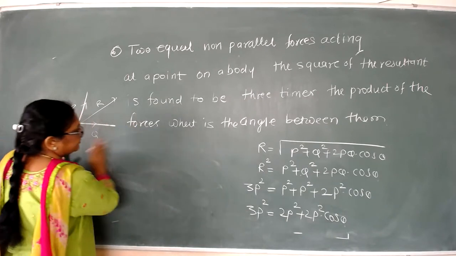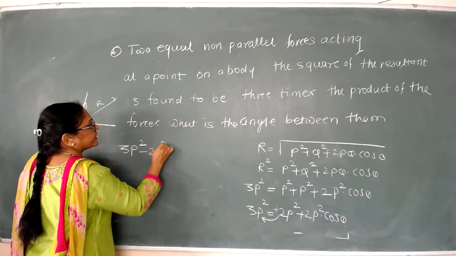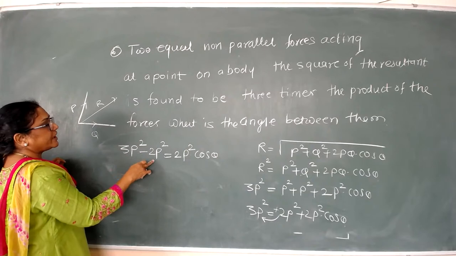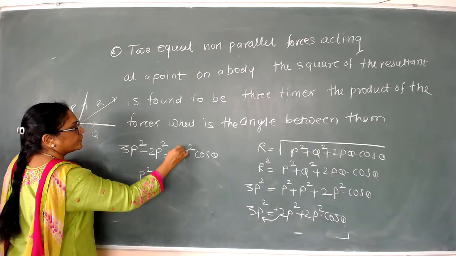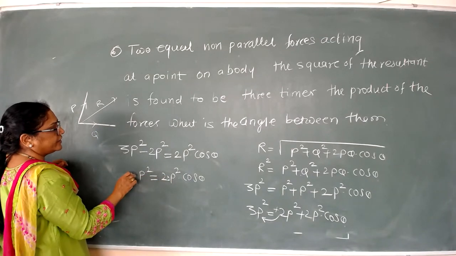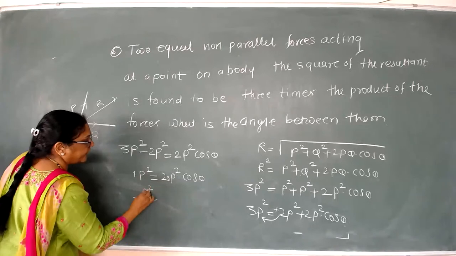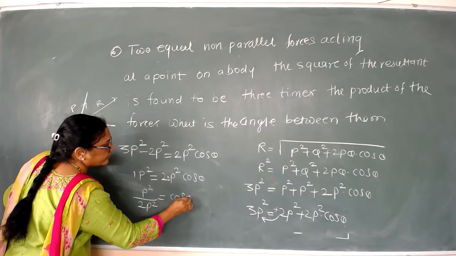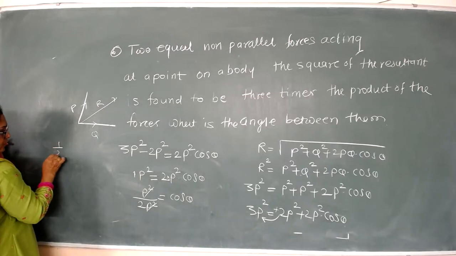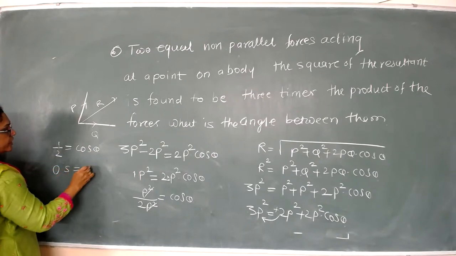So see here, this side 3P square is plus. When it comes to this side, it becomes minus. 3P square minus 2P square is equal to P square, which equals 2P square into cos theta. Here, multiplication on this side becomes division. Therefore P square divided by 2P square is equal to cos theta. P square gets cancelled, so the value is 1 by 2. 1 by 2 is equal to 0.5, which equals cos theta.